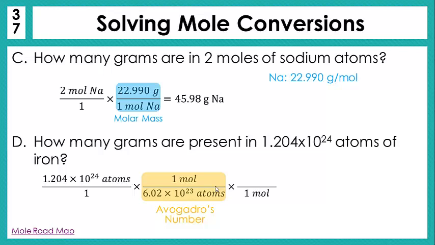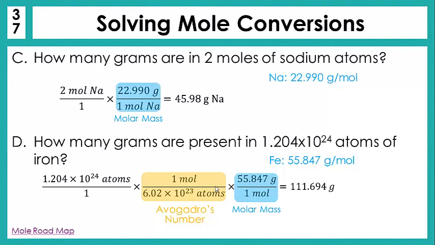Next, I need to take moles and change it into grams using the molar mass of iron, which is 55.847 grams per mole. So that gives me 111.694 grams of iron.